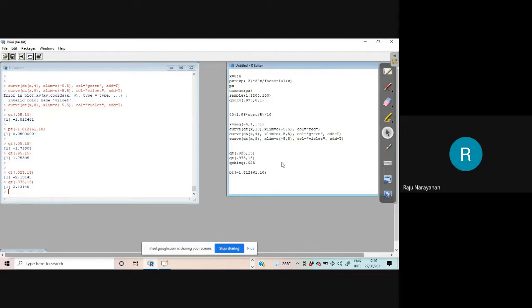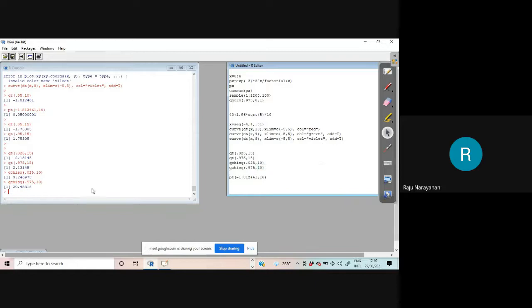QCHISQ of 0.025, and then 0.975, with degrees of freedom 10. Suppose the degree of freedom is 10. Then you will get a lower limit and an upper limit: 3.24 and 20.48.